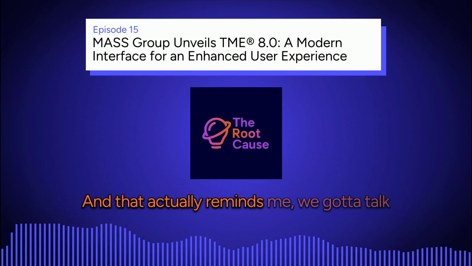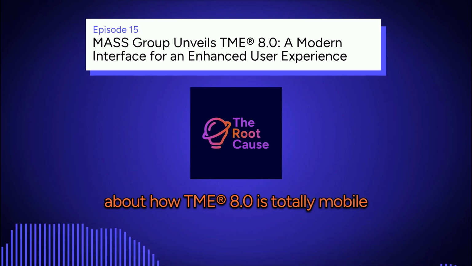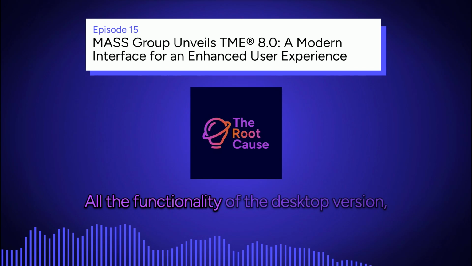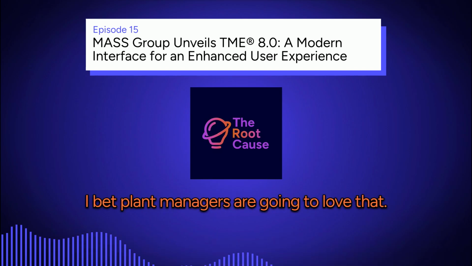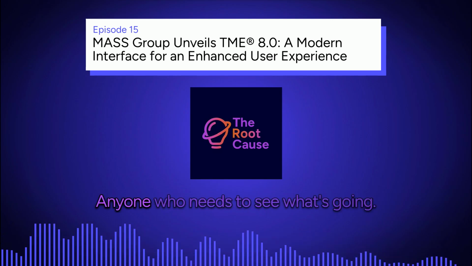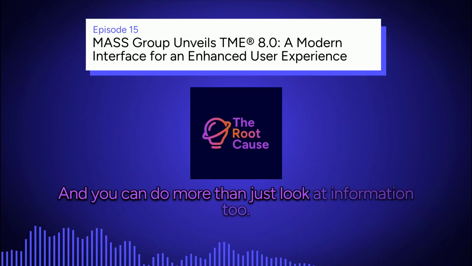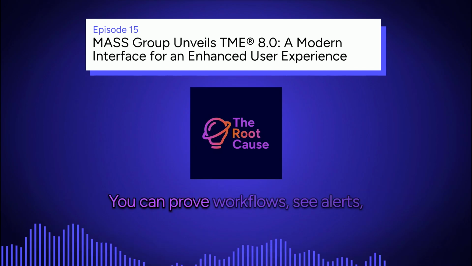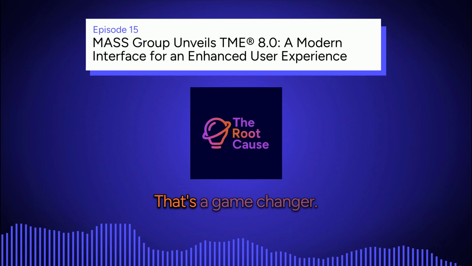And that actually reminds me, we've got to talk about how TME 8.0 is totally mobile. Oh, yeah, that's huge. All the functionality of the desktop version, but you can take it anywhere. I bet plant managers are going to love that. Oh, yeah. Supervisors, anyone who needs to see what's going on all the time. Yep. And you can do more than just look at information, too. Really? You can improve workflows, see alerts, make decisions, all from your phone. Wow, that's a game changer.